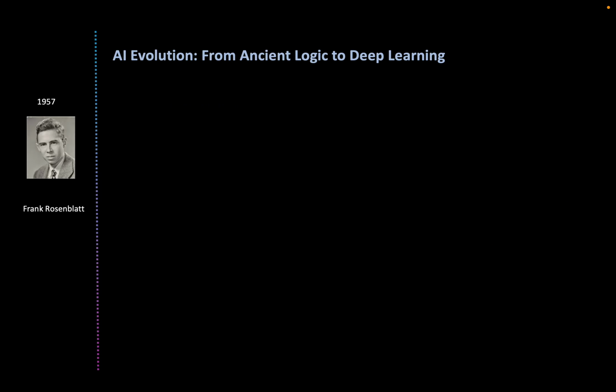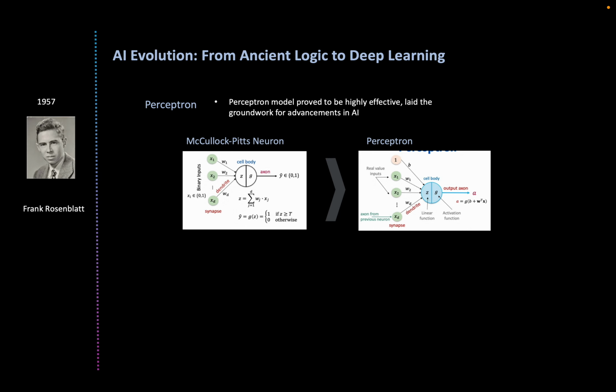Then we will move into the next model, which is the perceptron model. The researcher Frank Rosenblatt came up with this perceptron model in 1957. The perceptron model proved to be highly effective and laid the groundwork for advancement in AI. So, we will see what this perceptron model looks like. The left side is the McCulloch-Pitts neuron. Here the input information is in binary units and the output information is also a binary unit.